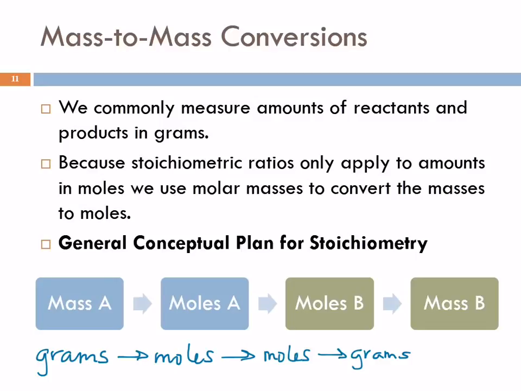And just chant it to yourself. You know that you're really getting it if you wake up in the middle of the night muttering grams to moles to moles to grams, right? Then you know, okay, I'm probably studying enough now. Grams to moles to grams. That's the path, okay? We'll see some variations on that later, but this is the basic path. In the middle, we always have moles to moles, because that's how you get from one substance to another substance, through the chemical equation.